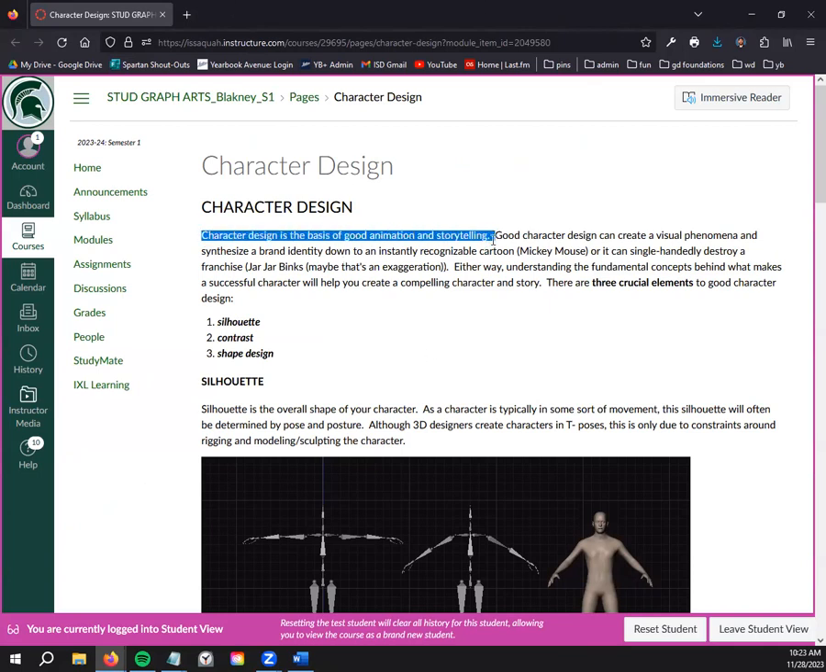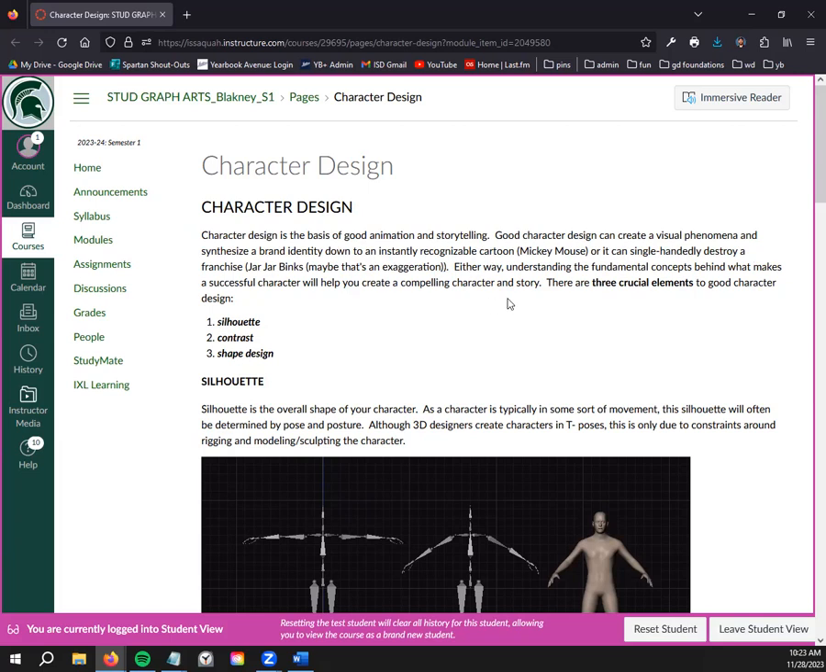So character design is the basis of good animation and storytelling. Emphasis on the storytelling. Good character design can create visual phenomena and synthesize a brand identity down to a recognizable cartoon, like Mickey Mouse, perhaps. Or it can single-handedly destroy a franchise. If you're a Star Wars fan, there are some strong feelings against Jar Jar Binks, among others, but they have a very distinct design that influences what you feel about their character.